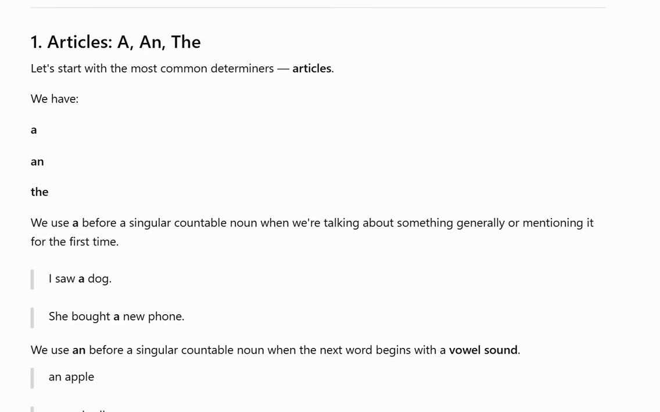Articles, a and the. Let's start with the most common determiners, articles. We have a and the. We use a before a singular countable noun when we are talking about something generally or mentioning it for the first time. I saw a dog. She bought a new phone.